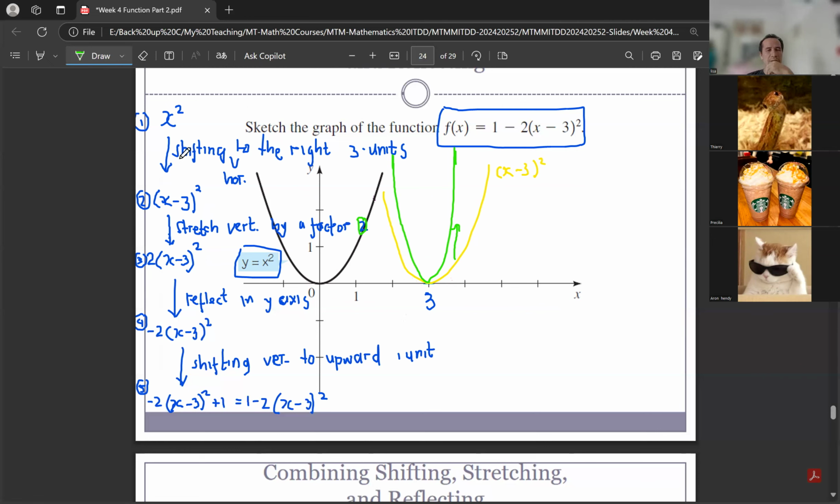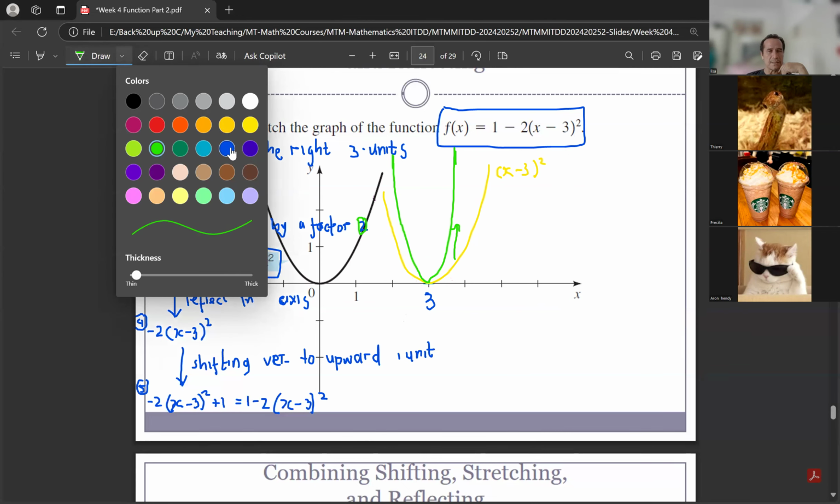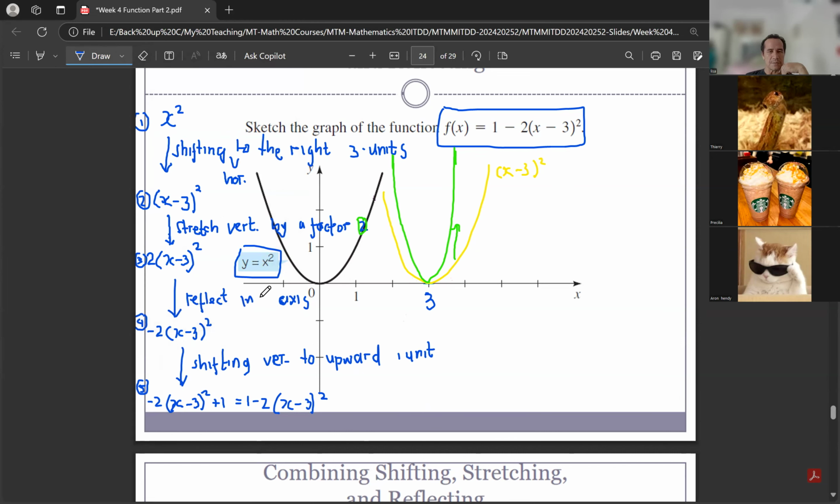This is not the x-axis, it's the y-axis. I have a mistake. This must be the x-axis. I change it, yeah. This must be the x-axis. Okay, so this might be the most not flexible. Right? This is the x-axis.